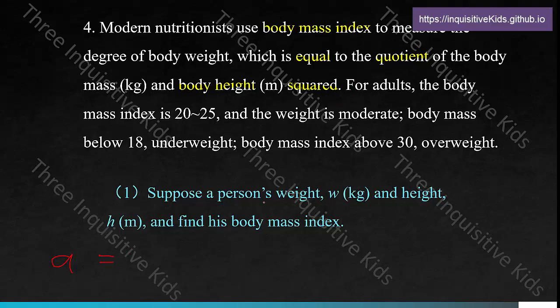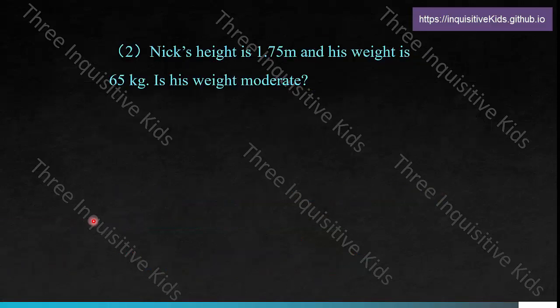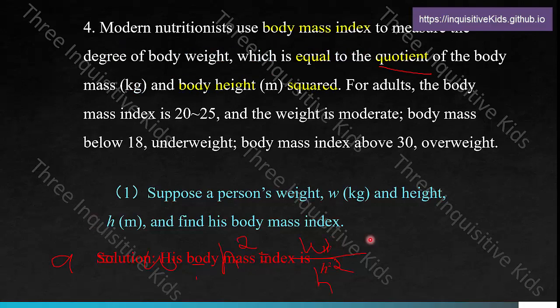So that's going to be the body mass, W, divided by, that's the quotient of the body height squared. The body height is h, so that's going to be h squared. You probably remember from our last lesson, it's not really standard to write it this way, so we can write it again in fraction form. W divided by h squared, still the same thing. So let's see if this was correct. It is. Solution, his body mass index is W divided by h squared.